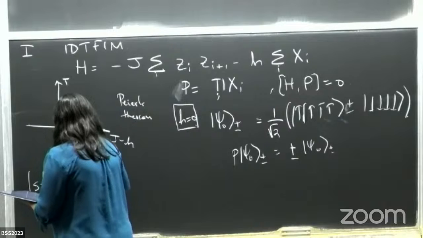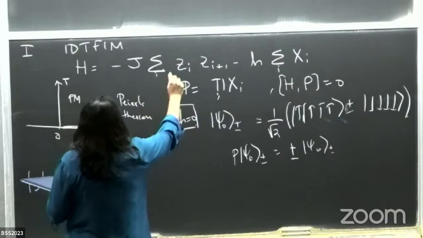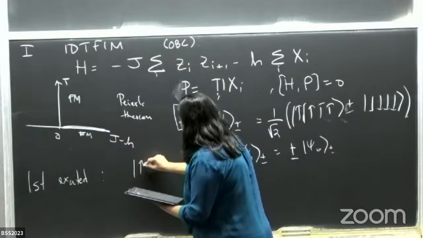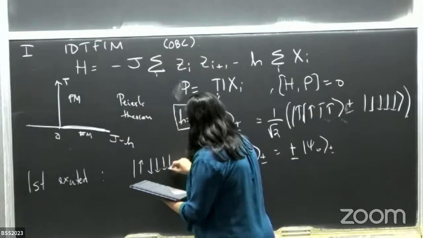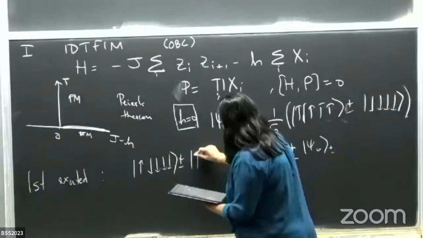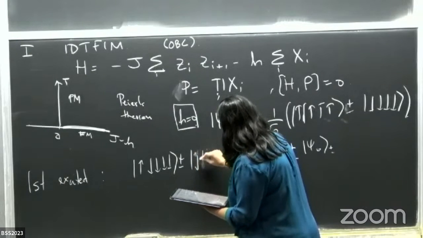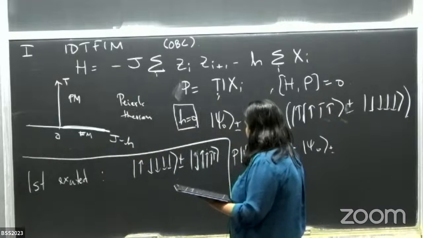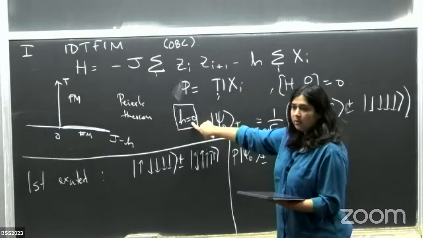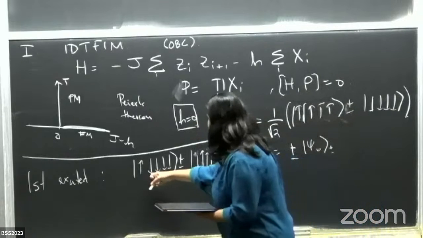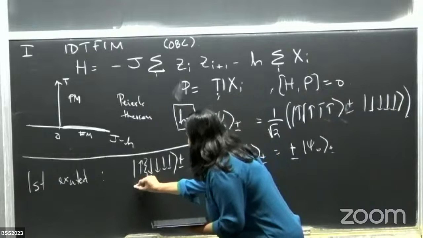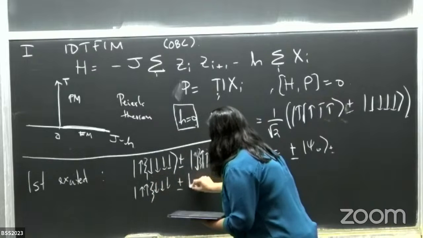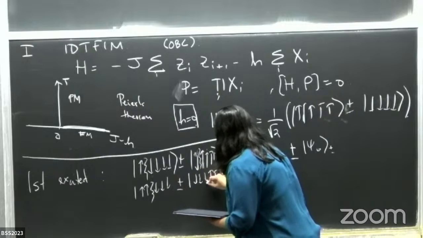So for your first excited states, my first excited states will look like states where I have one domain wall, right? So that's the flipped version. Yep, that's right. So I have one domain wall somewhere, but then this domain wall can be anywhere in the system, and it will incur the same energy cost.